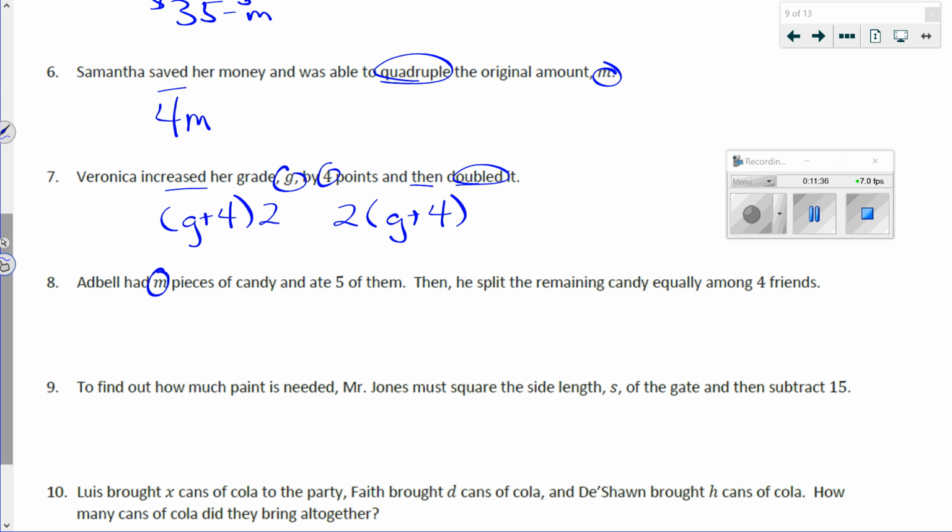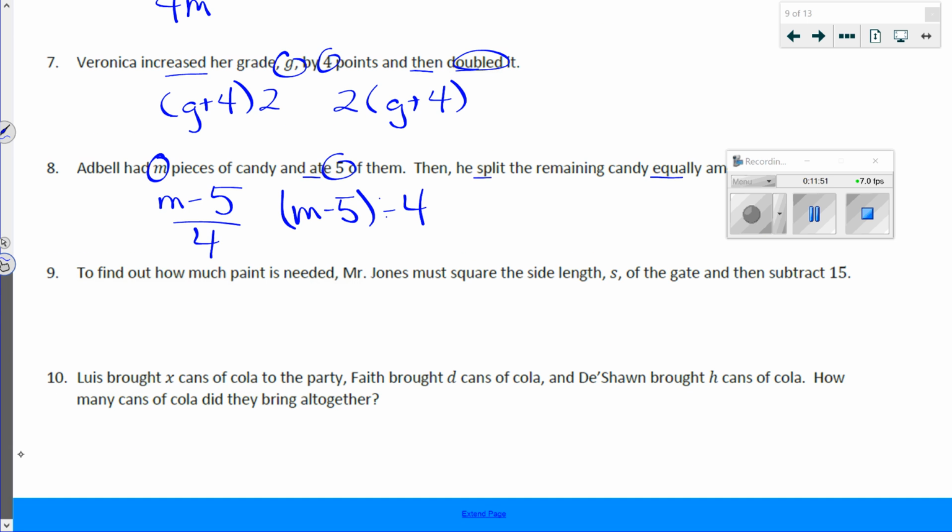Abdel had M, 8, 5, and then split the remaining equally among 4 friends. So I had M, 8, 5, and then I divided it equally among the 4. If you want to use the division symbol, you just have to make sure you use the parentheses. To find out how much paint is needed, he must square the side length S of the gate and then subtract 15. So S squared and then subtract 15.